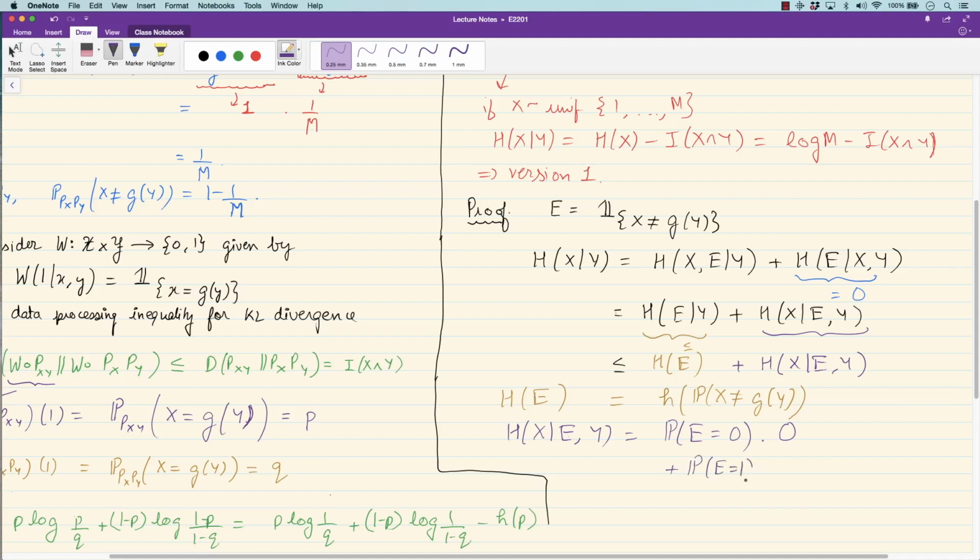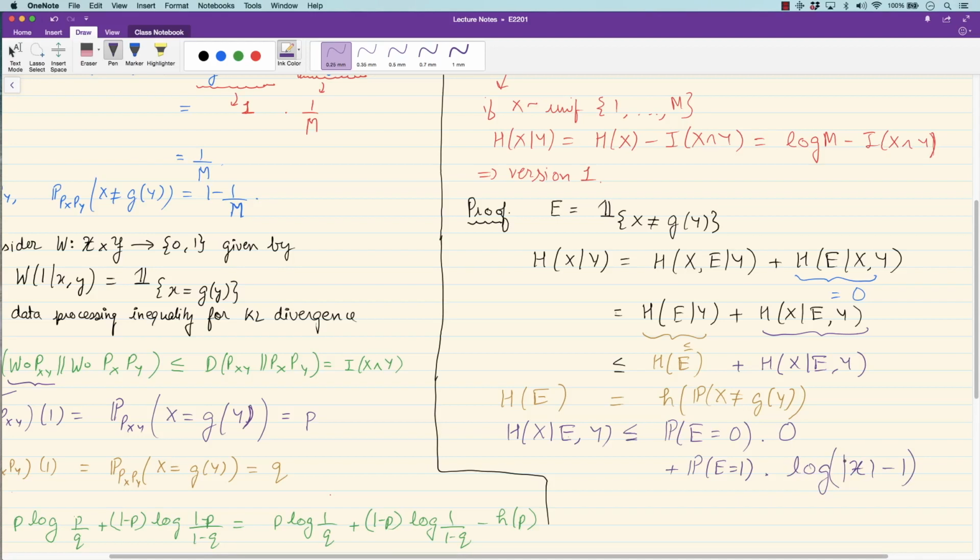Under E equal to 1, you know that X cannot be equal to g(Y). If X was binary, you would again know X and this would again be 0. But even when X is not binary, it reduces the value of X to just cardinality of X minus 1 values, because it cannot be this value, but it can be any other value. Since we have a bound on the cardinality of the set in which X takes value, the maximum entropy you can get here in that case is log of cardinality of X minus 1.